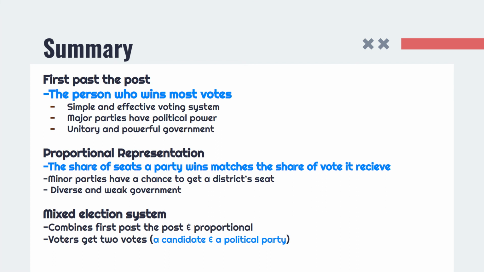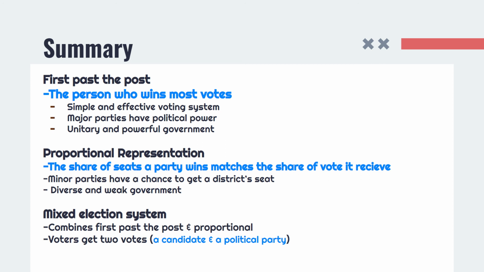To sum up, first past the post is an election system in which the person who wins the most votes wins. FPTP is a simple and effective voting system and major parties have political power unlike minor parties. Also, this election system can make a powerful government. On the other hand, proportional representation is the election system in which the share of seats a party wins matches the share of votes it receives. In this election system, a minor party has a chance to get a district seat. Also, this election system is diverse and has a weak government.